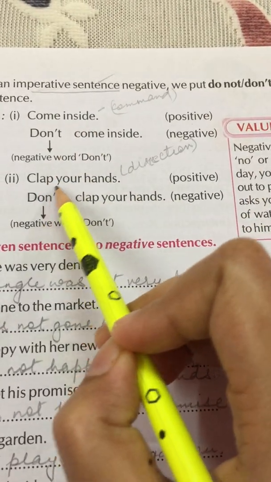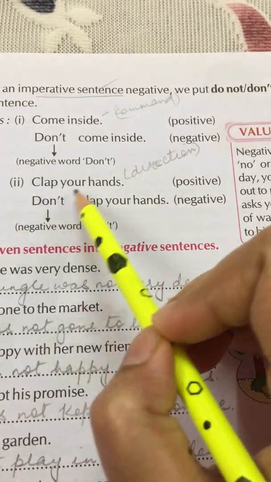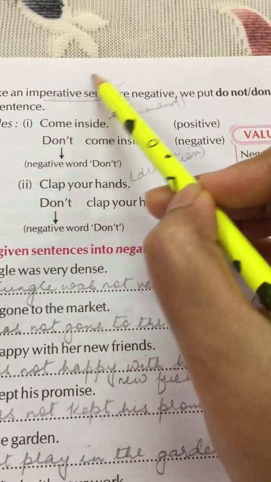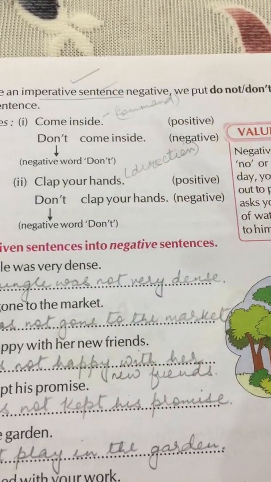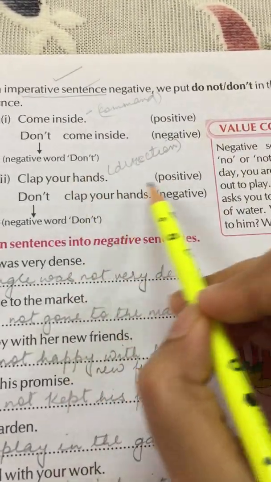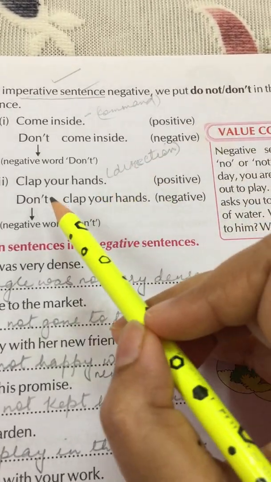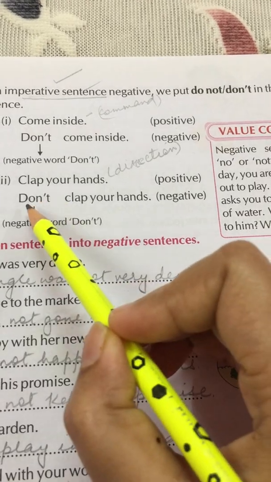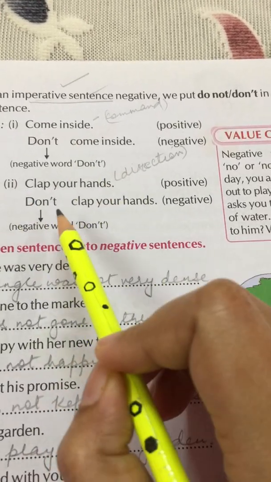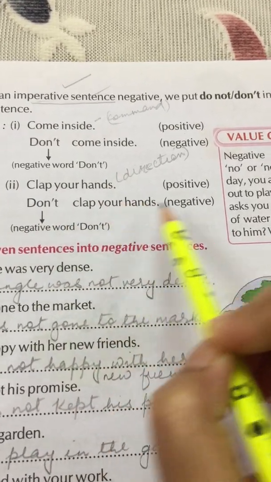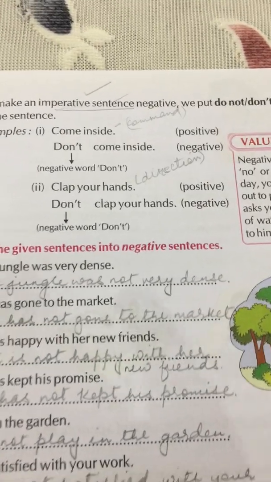Now what do you do? You follow a direction. So this type of sentence comes under imperative sentence. Alright, so this is a positive sentence. Now you have to make it negative. We will add the negative word don't just in the beginning of the sentence. Don't clap your hands. Now it has become a negative sentence.